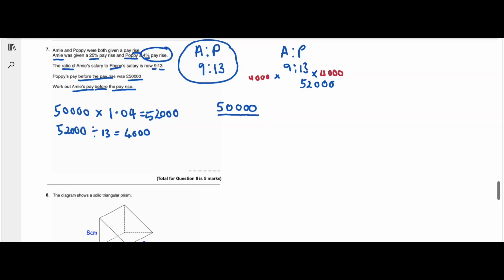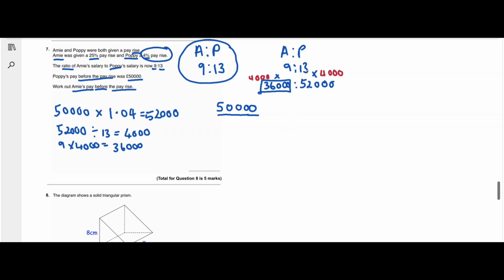So I'm now going to do 9 times 4,000, and that is going to be 36,000. So we now know that Amy has 36,000. So I've worked with percentage now, and I've worked with scaling up my ratio. So I now can use this. This now becomes a reverse percentage question. So we know that now Amy has 36,000.